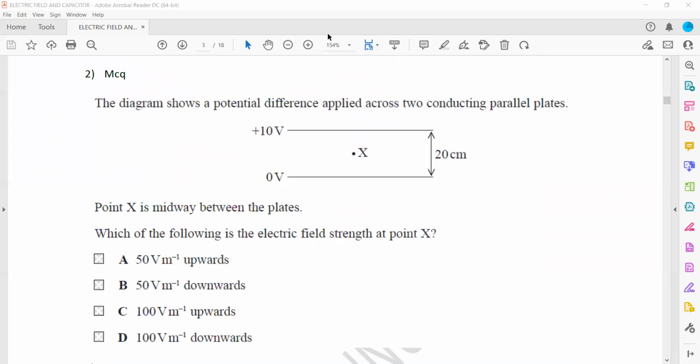In question 2, the diagram shows a potential which is applied across the two plates. Which is the positive plate, top or bottom? This is high voltage, this is 0 volts. So the top plate is the positive plate and the bottom plate is the negative plate. The point X is midway between the plates, halfway between the plates. Which of the following is the electric field strength at point X?